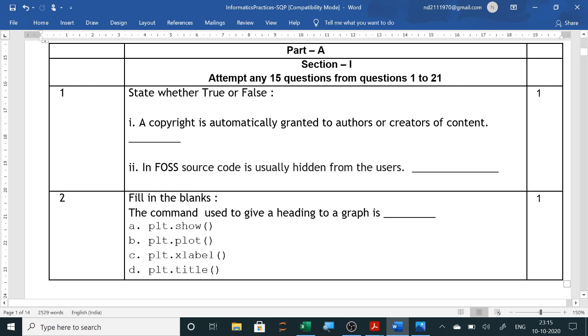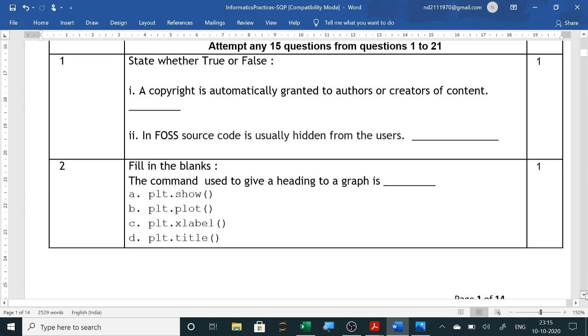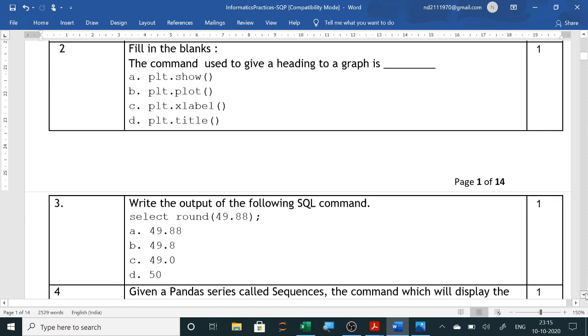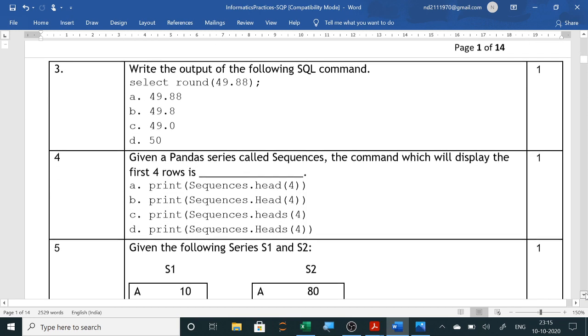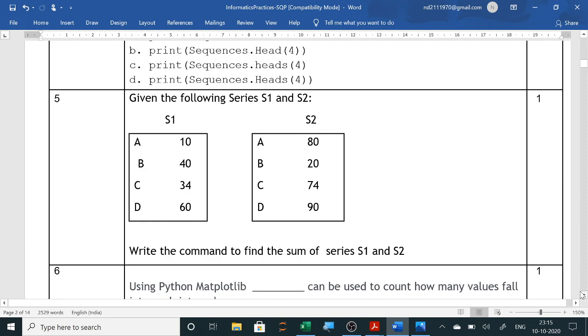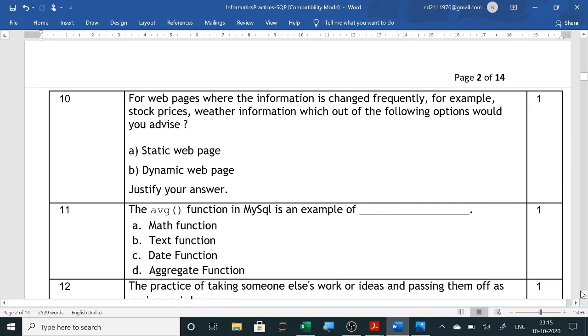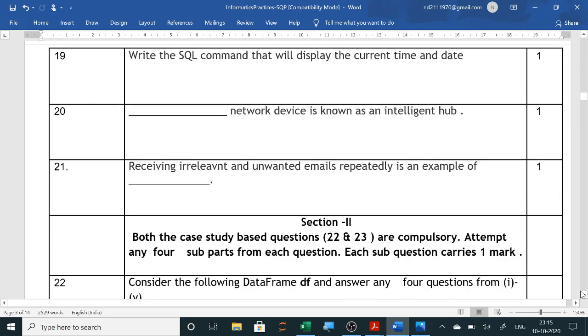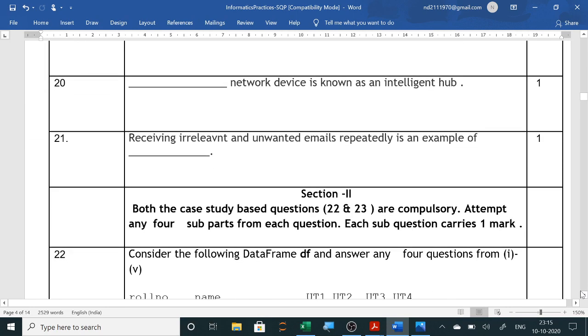Now you can see question number 1, it is a fill in the blanks, half marks each. Clear? Now next is question number 2, also fill in the blanks of 1 mark. Next, output. So solution I will do in the second video. Now today I am just showing the pattern of the question paper. You can see here total 21 questions in section 1. Here, mostly fill in the blanks, one word answer, one line answer.